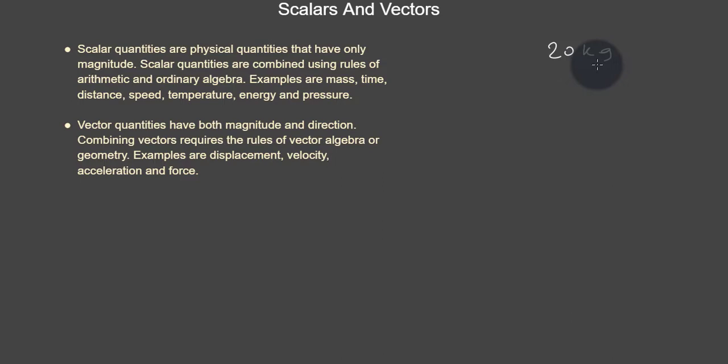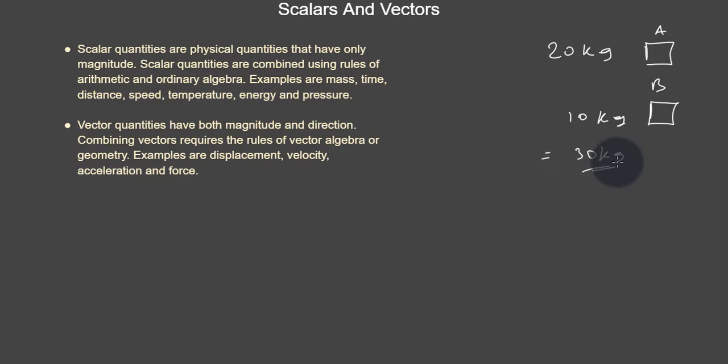And if you want to combine scalar quantities, you combine them using the rules of arithmetic and ordinary algebra. In other words, if I told you that an object A has a mass of 20 kilogram, and that an object B has a mass of 10 kilogram, and I asked what is the total mass, you just simply add the two together and the total mass will be 30 kilogram. So when you want to combine scalar quantities, you just apply basic rules of arithmetic and you are fine. So what are the examples? We have mass, time, distance, speed, temperature, energy, pressure, and so on and so forth.